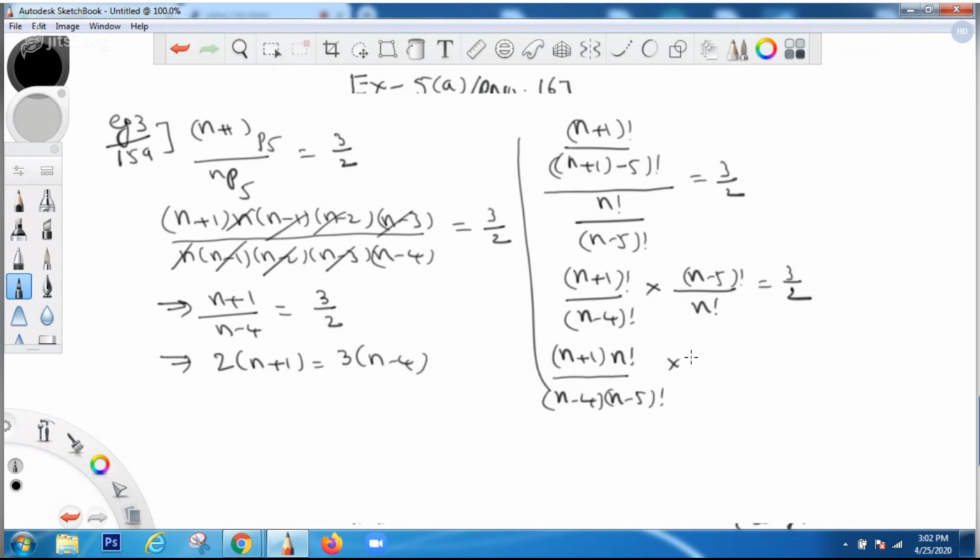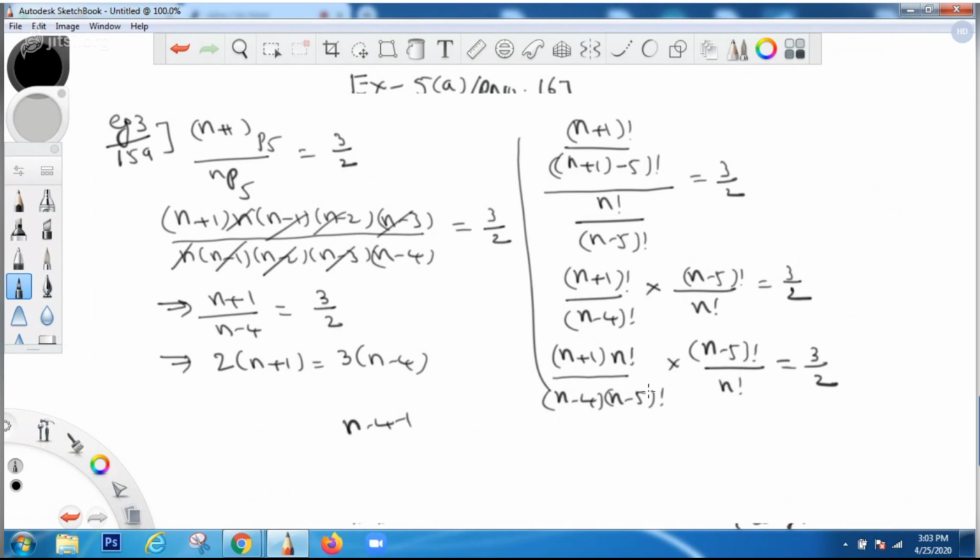Sir, I didn't understand that. n minus 4 is there, na? N minus 4, next factor is n minus 4 minus 1, that is n minus 5. So n minus 5 factorial, divided by n factorial is equal to 3 by 2.